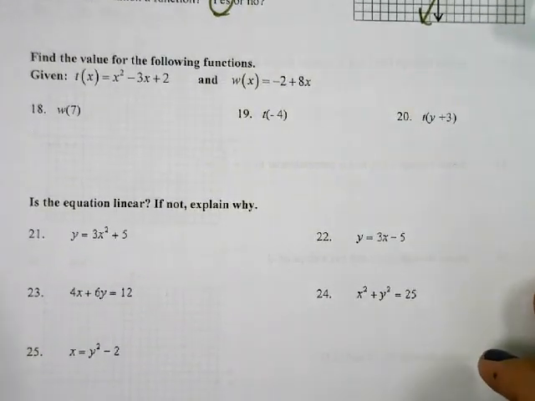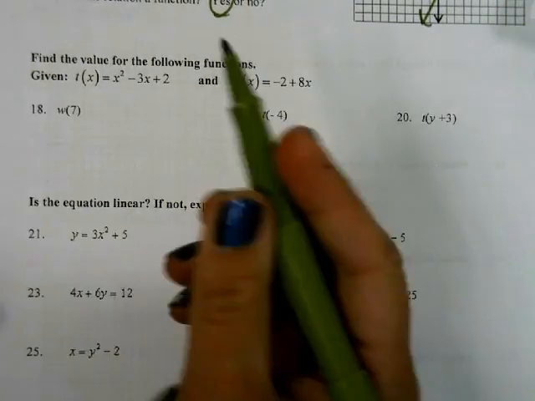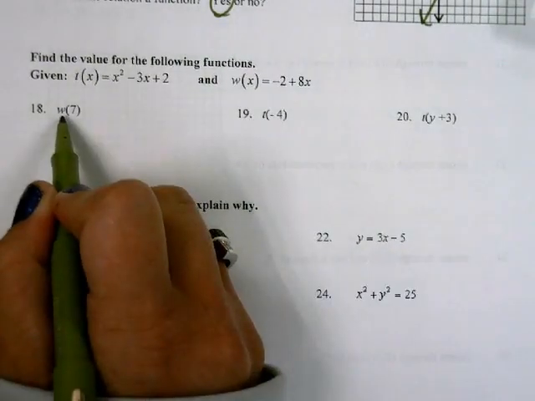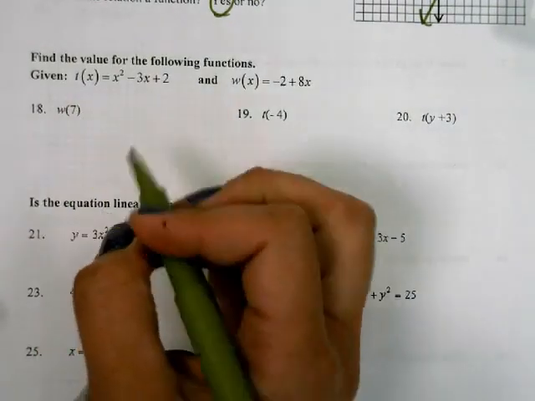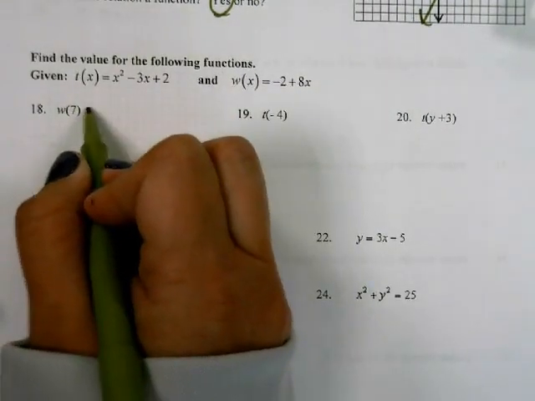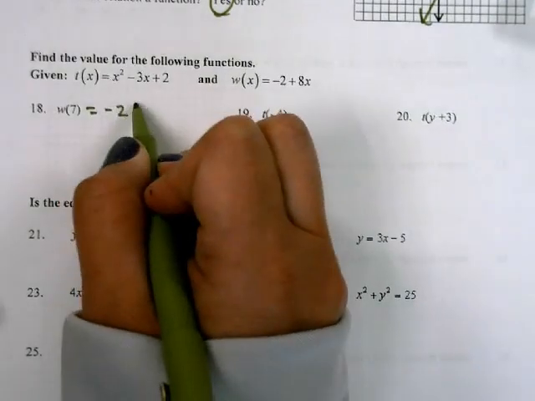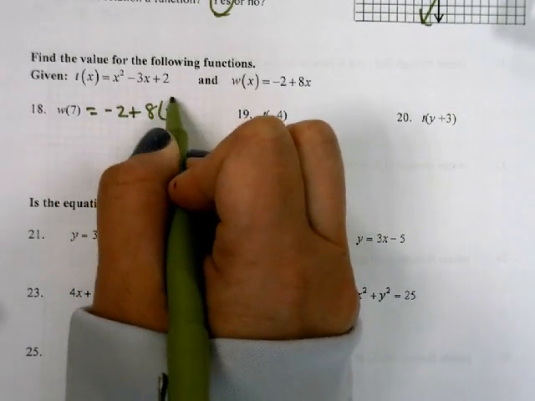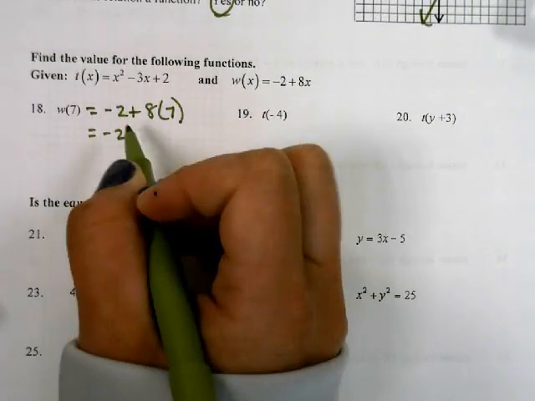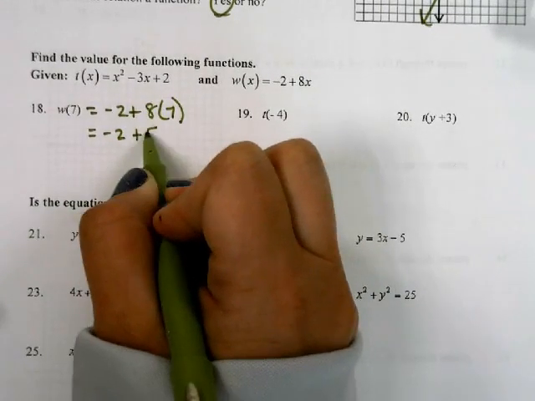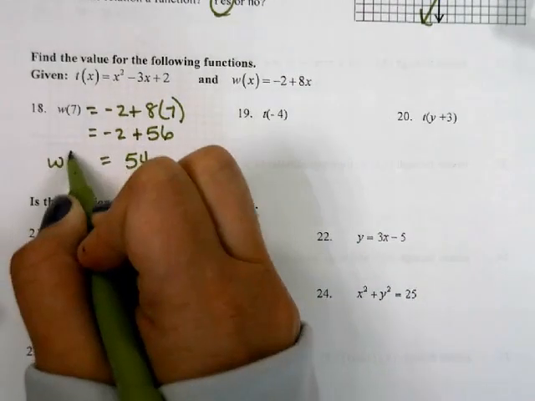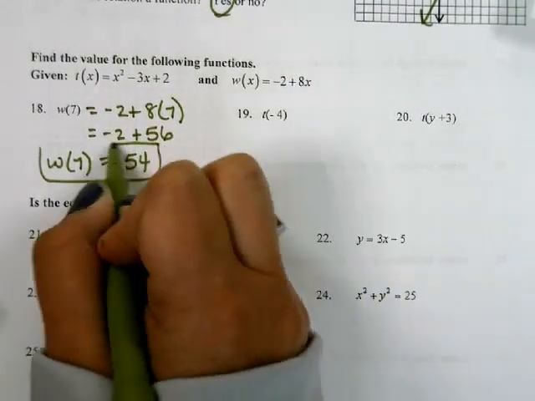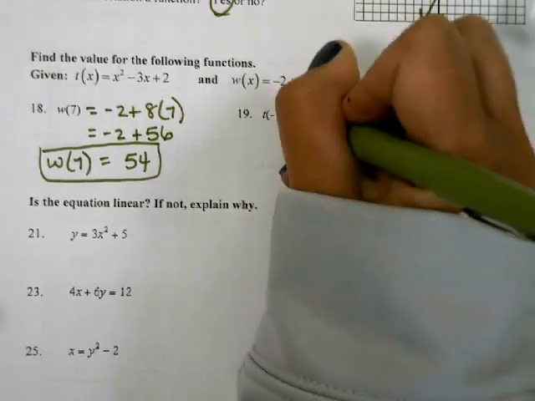All right, 18. Function notation. So this says use my w function and plug 7 in it everywhere I see an x. Okay, so w of 7, so that's negative 2 plus 8 times 7. Negative 2 plus 56, so 54. So w of 7 is 54. I don't do anything with the left-hand side, just simplify the right-hand side.